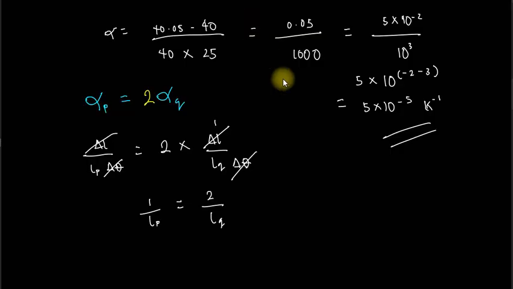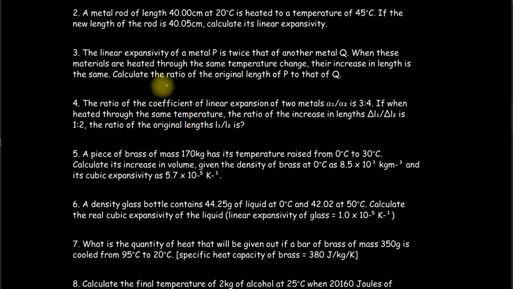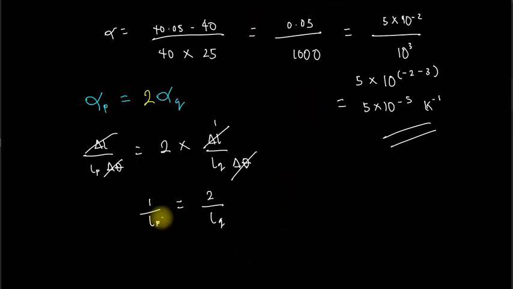So what were we asked to find? Calculate the ratio of the original length of P to that of Q. So the ratio of P to Q in length is what we're trying to find. So the ratio of LP to LQ is what we're trying to find. Okay, so to do that, we can cross multiply, just exchange LP and 2.